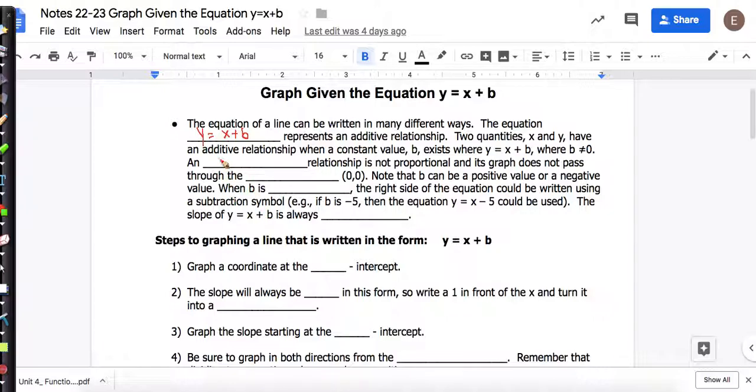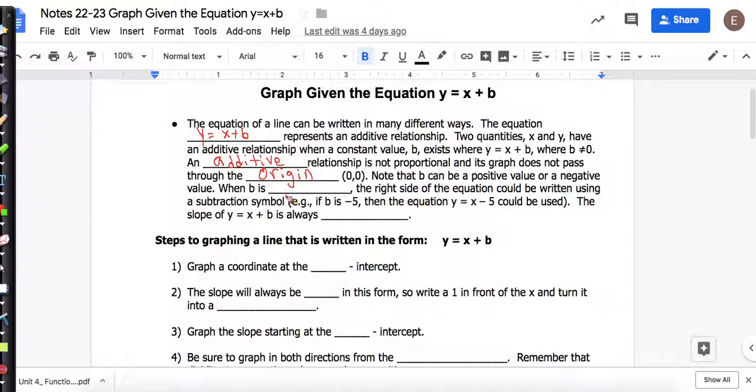An additive relationship is not proportional, and its graph does not pass through the origin. In other words, it doesn't go through the point 0, 0. Note that b can be a positive value or a negative value.